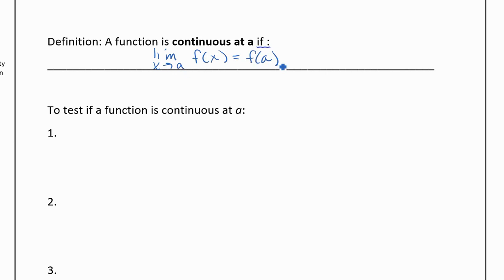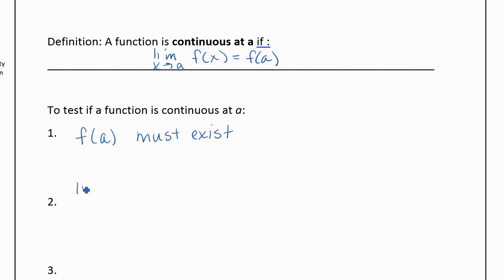Now, to test if a function is continuous at A, we have to test three things, and these should make sense. First of all, f of A must exist. So if A is not in the domain of your function, you can't be continuous there.